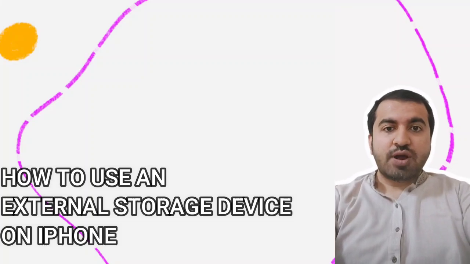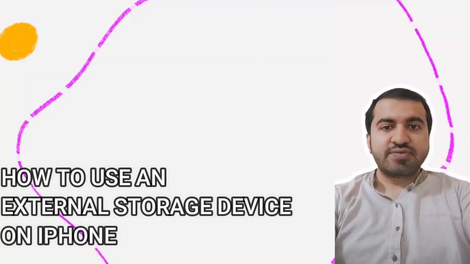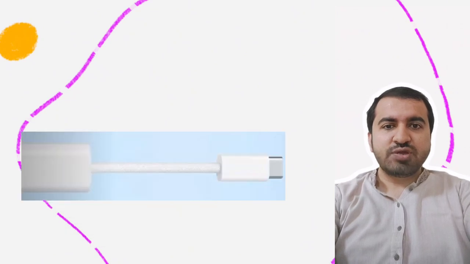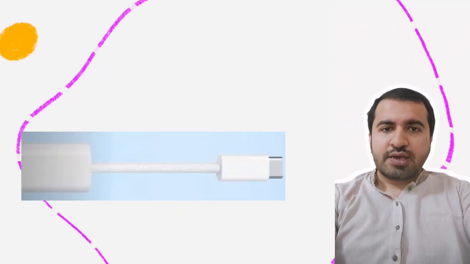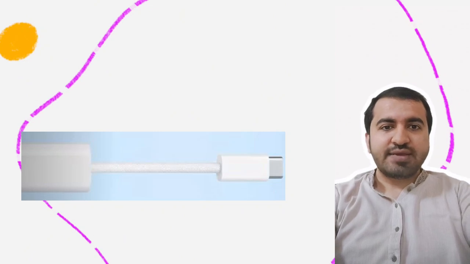In this video, I will tell you about how to use an external storage device with iPhone. Step 1. Your iPhone with USB-C ports can connect directly to a USB-C storage device, but older iPhones with Lightning ports will need adapters to do the same.